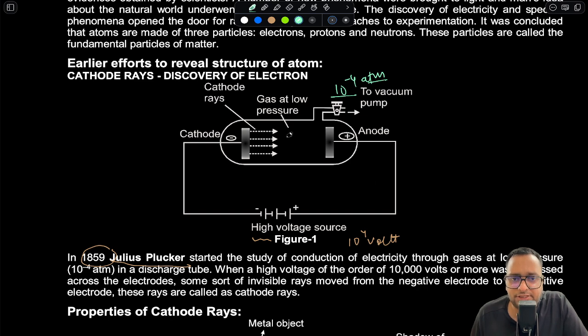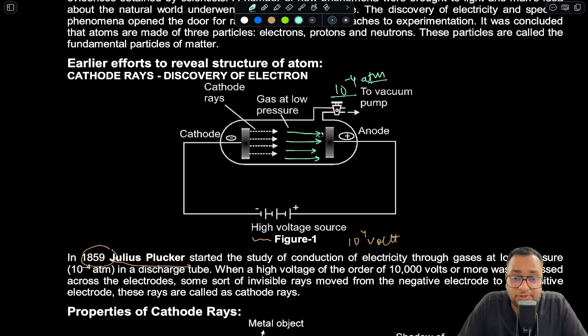So when a high voltage was applied, a ray seemed to be generated from the cathode to the anode. A ray was observed passing from cathode to anode. How is this possible? We know that when we apply electricity to a gas, it doesn't flow. Conductivity does not happen. It is not a conductor.